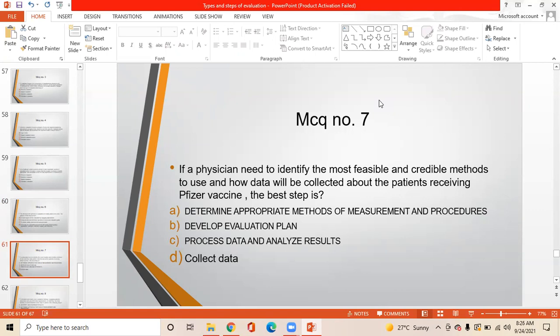Actually, option A is the right answer. Determine appropriate methods, measurements, and procedures.